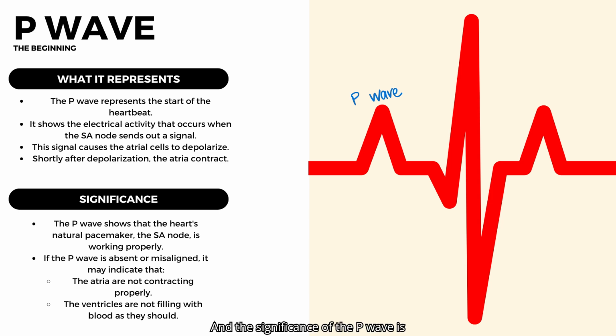And the significance of the P wave is that the absence of a P wave or the size of a P wave can indicate issues within the SA node or within the heart. And if the P wave is absent or misaligned, it could indicate that the atria aren't contracting properly or the ventricles aren't filling with blood as they should. So the P wave is actually kind of crucial for the start of the heartbeat.